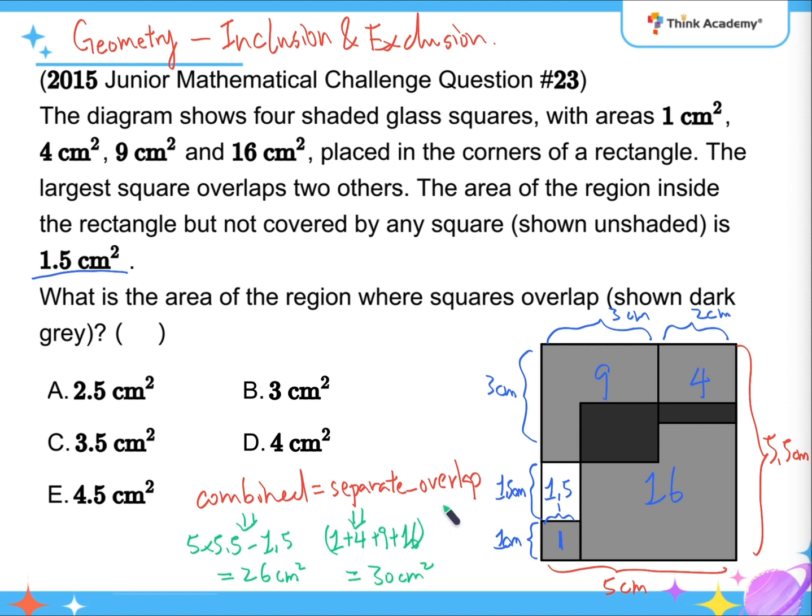And that is equal to 30 square centimeters. And what is the overlapping part? That is what we are trying to find, right? So that's going to be having 26 centimeters squared equals 30 centimeters squared, take away the shaded area. So what is the shaded area? 30 take away 26. So the answer is going to be 4. Okay? That's how we get the answer for this question 23.